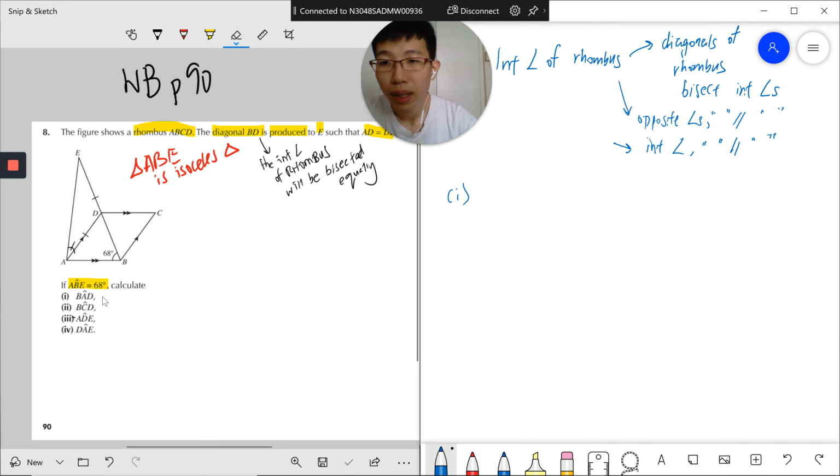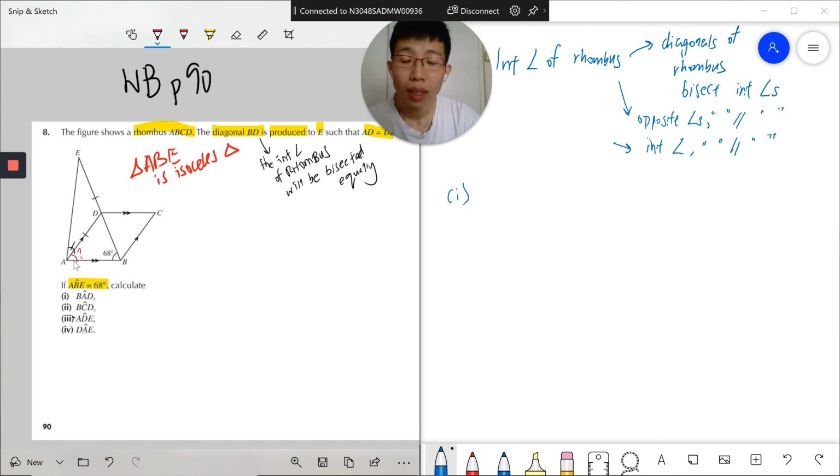In this part, they ask us to find angle BAD. Where is it? BAD. Let me label it with a question mark. We are trying to find this angle here. So what do we do? Since this is a parallelogram, a special case of parallelogram, as long as you see parallel lines and are looking at the interior angles between parallel lines, the first thing that comes to mind is the third property: interior angles between parallel lines add up to 180.